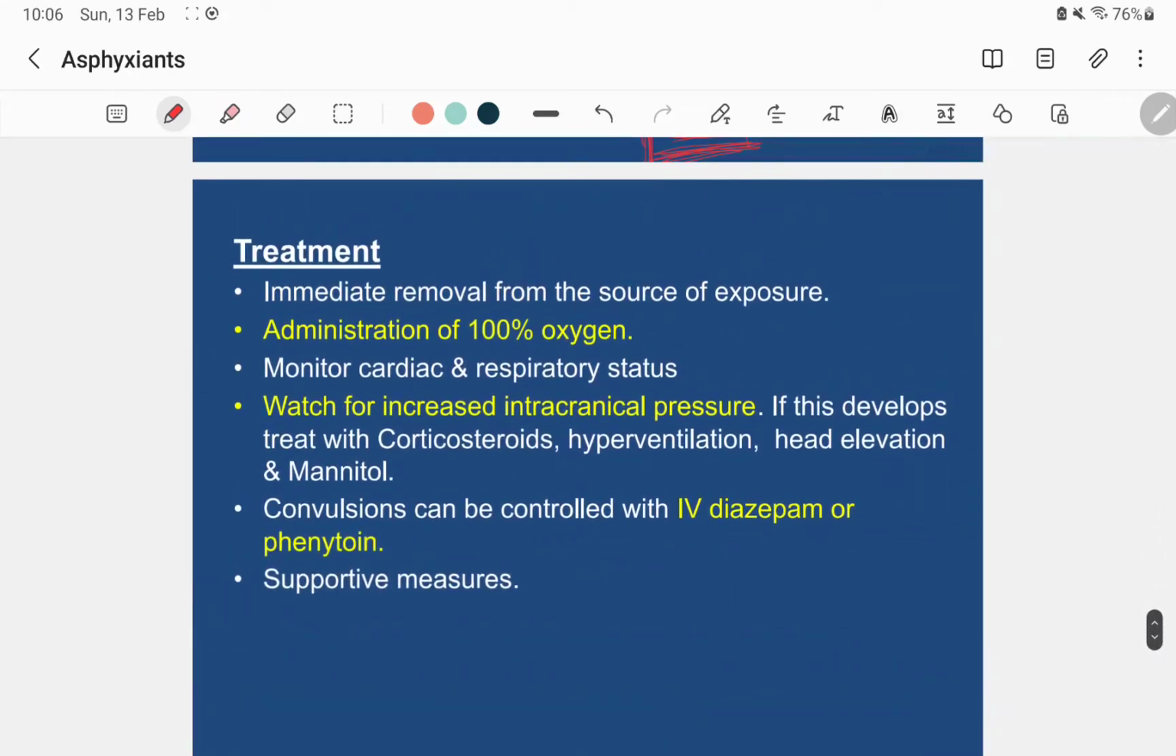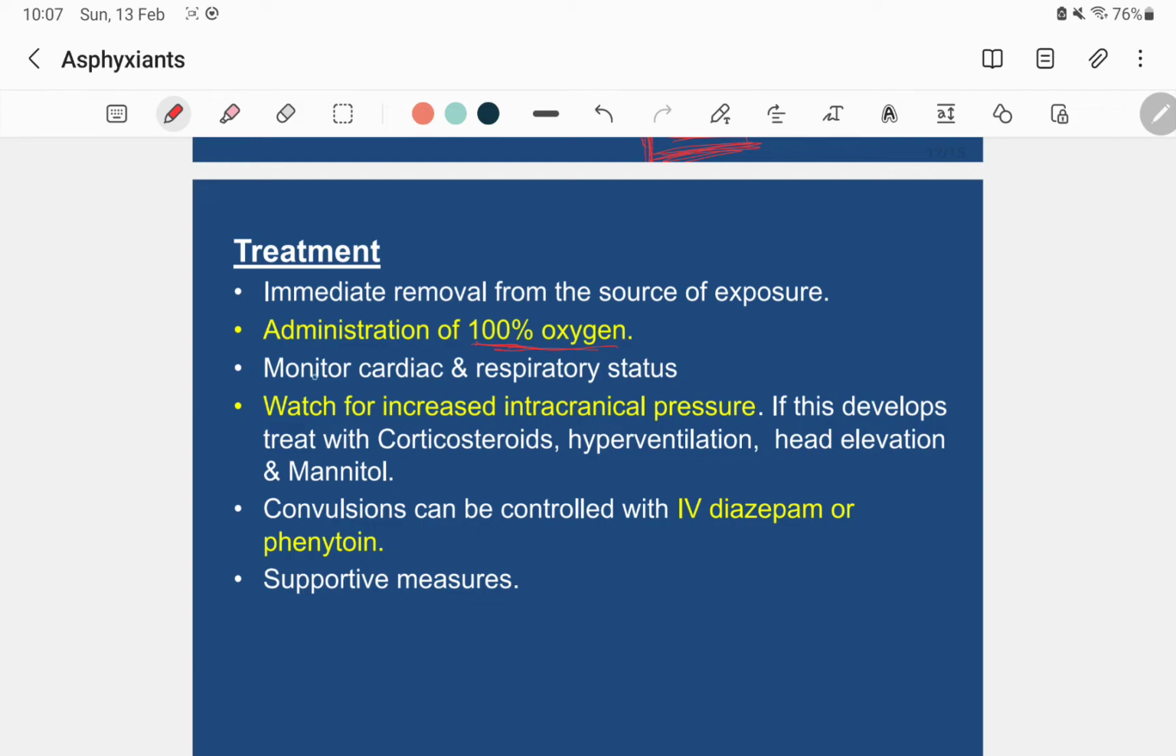So what is the treatment? Immediate removal of the source of exposure. In the cold season, most Nepali people take coal into their room and then suffocate themselves. If these symptoms are seen by any medical personnel in the room, the first thing to do is remove the source of exposure. And then high flow oxygen, that is 100% oxygen, should be given.